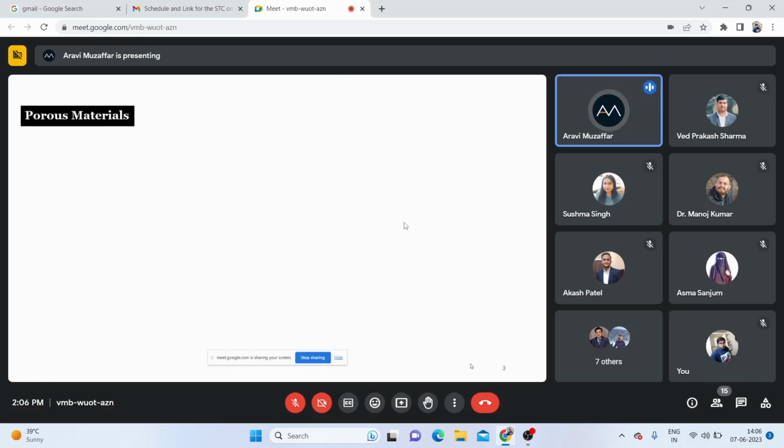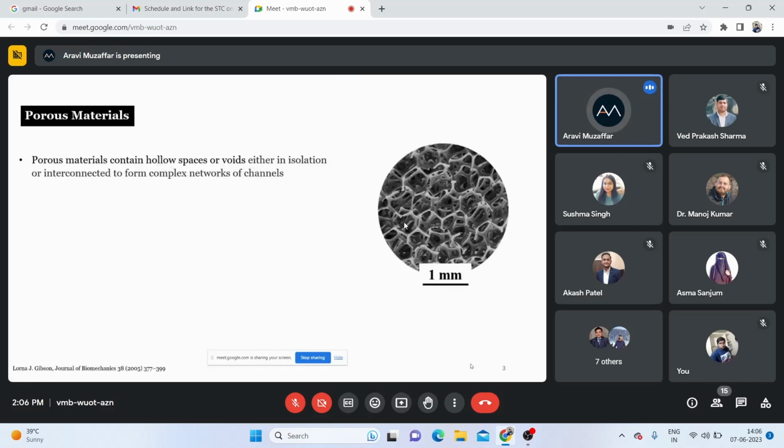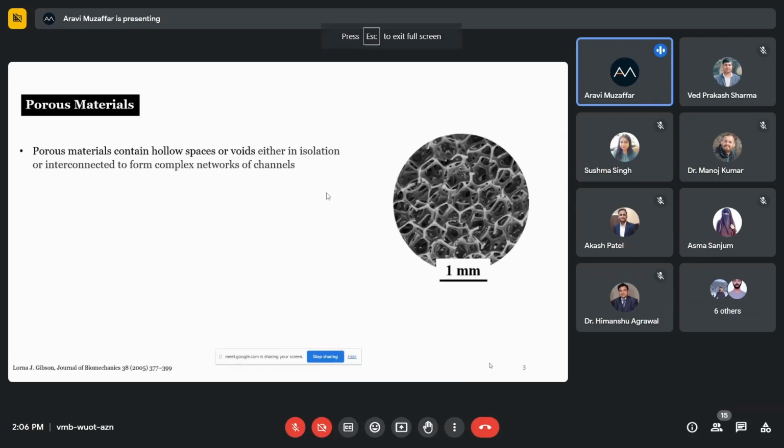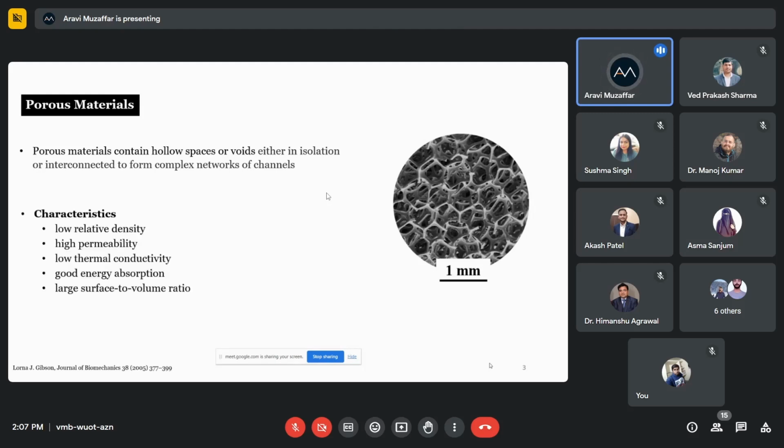So, actually, what are porous materials? Porous materials are materials that have hollow spaces or voids present in them. The voids can either be interconnected or separate. Now, the characteristics of porous materials due to their porosity are that they have low relative density, their permeability is high, and they have low thermal conductivity. Also, their surface to volume ratio is high, and they are good in energy absorption.